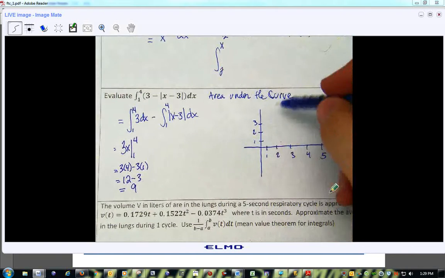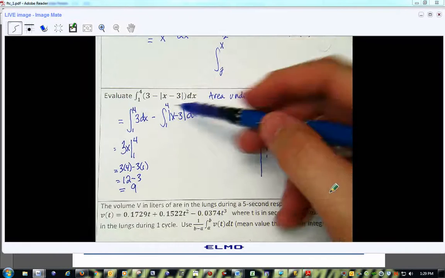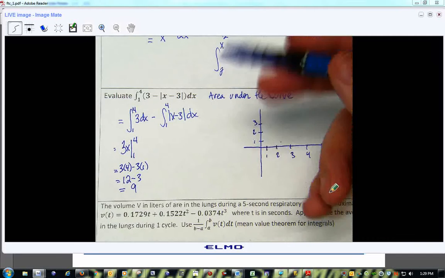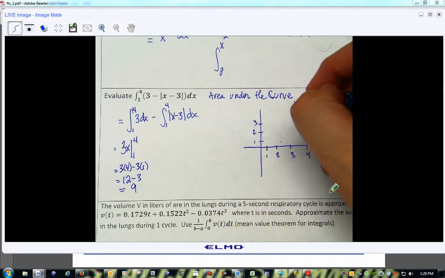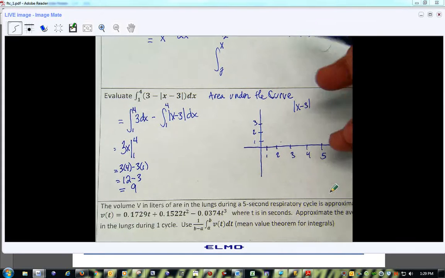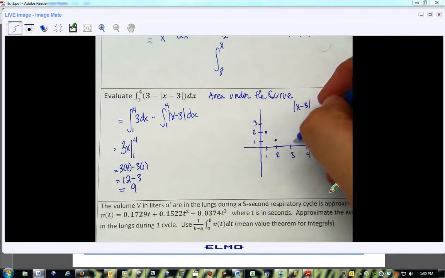Now, if we were to graph this, well, we just care from 1 to 4. So at 1, what's 1 minus 3? Well, we got the absolute value of x minus 3. If you don't know how to graph this right off the bat, then just plug in numbers. And at 1, 1 minus 3 is a negative 2. So what's the absolute value of negative 2? 2. At 2, it's 2 minus 3, which is a negative 1. Absolute value of negative 1 is 1. 3 minus 3 is 0, so I got a 0 there. And at 4, it's 1.